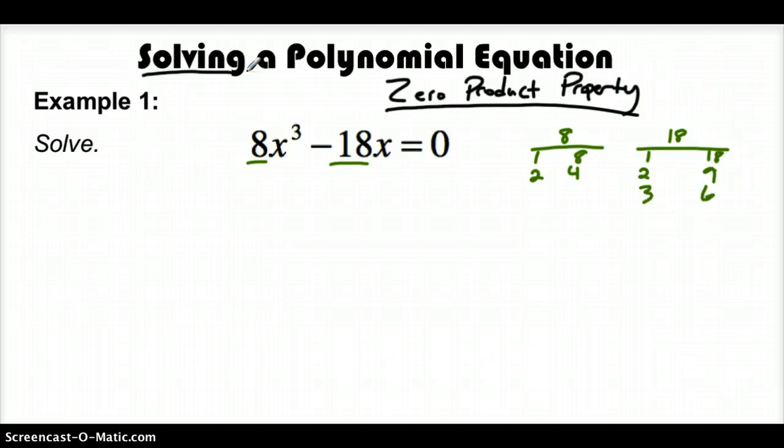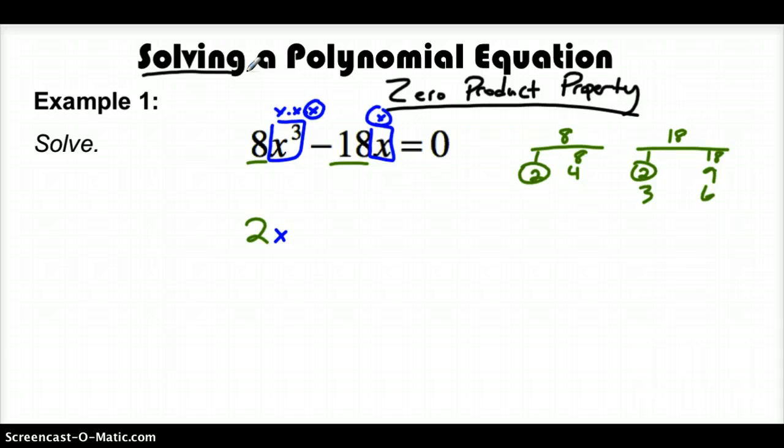So it looks like the largest factor that we have in common here is just going to be 2. Now I'm going to look at the x's. This term has 3 x's and this term only has 1 x, so they only have this 1 x in common. So in this particular case, we're going to take out 2x.